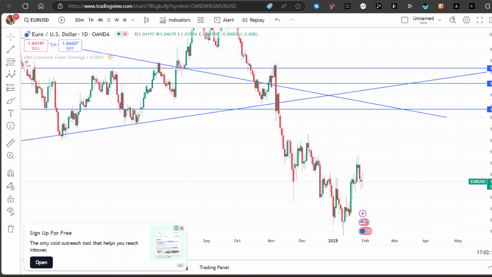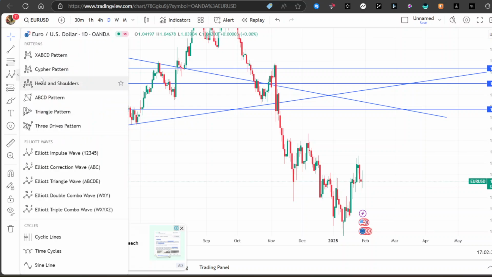Now let's move on to TradingView. Here we are already on the TradingView chart. To get started with the Elliott Wave Indicator, you simply have to head over to your account, and then come to the left hand toolbar, where you'll find these patterns. You click on that, and if you want to draw the impulse wave, you click on the Elliott impulse wave. If you want to draw the corrective wave, you click on that.